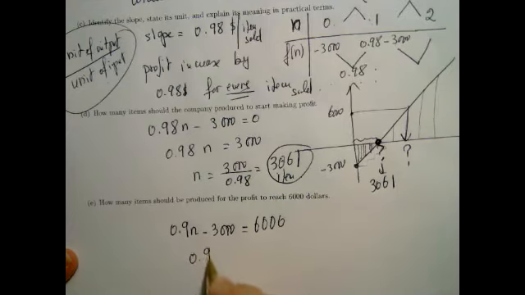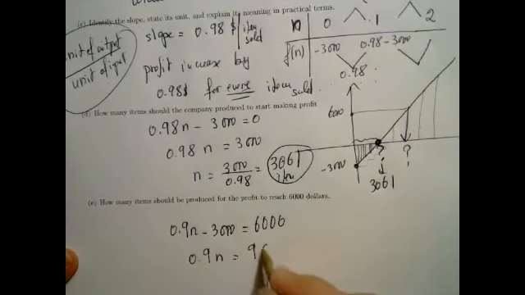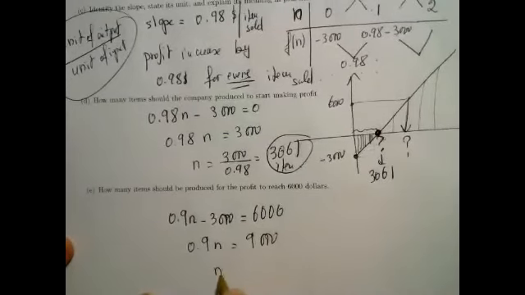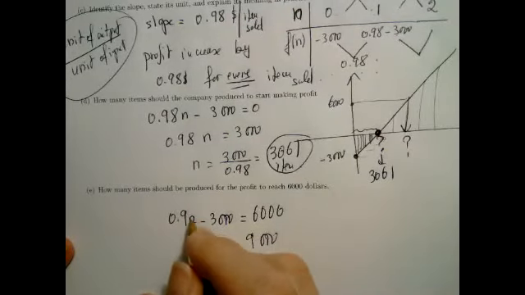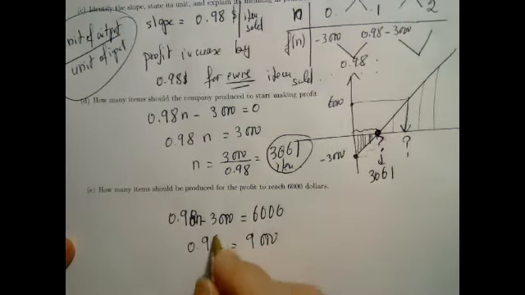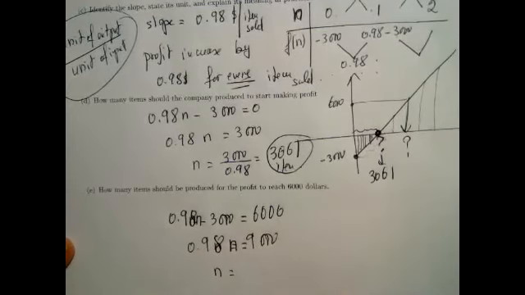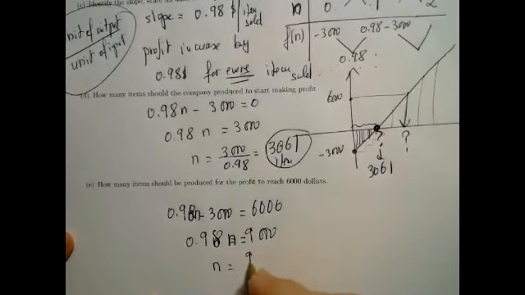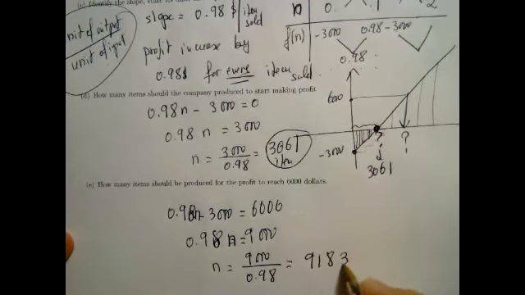So we add 3,000 to both sides, which gives me 9,000. So 0.98n equals 9,000. It means n is 9,000 divided by 0.98. And now the rest is plugging in, which is going to give me 9,183.67. So we have to produce that many items.